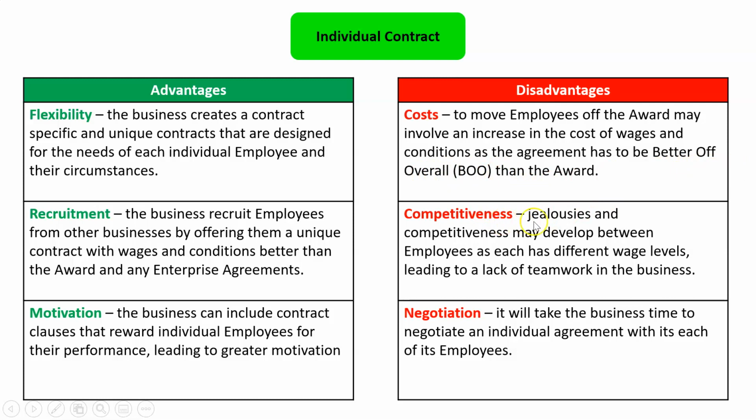Competitiveness, everyone's getting different conditions. Well, that can create jealousies. And it's going to take ages to negotiate. If I negotiate an individual contract with everyone, that takes up time and money.